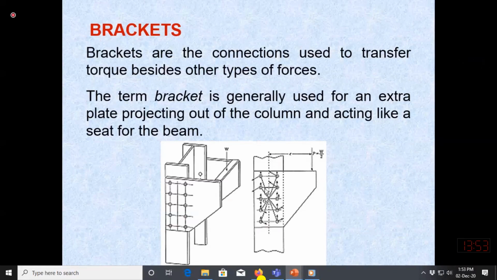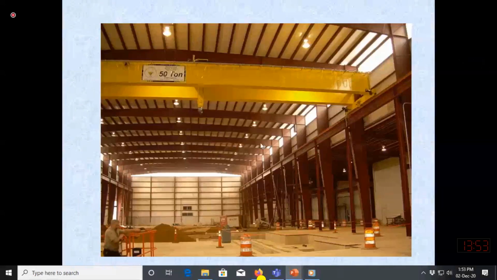So normally we provide a bracket type of connection to support this crane. You might have also seen one crane in our test floor lab. The column brackets are extended, and on this bracket the rail is connected. This rail is placed on the bracket and supports the ends of the crane, so the crane can move along this rail. The rail can only be provided on a bracket, and that bracket may be connected with the column.